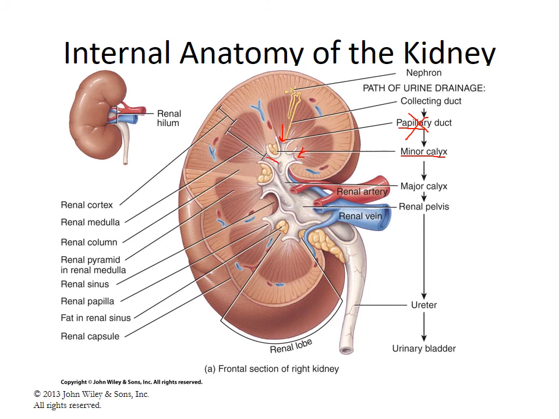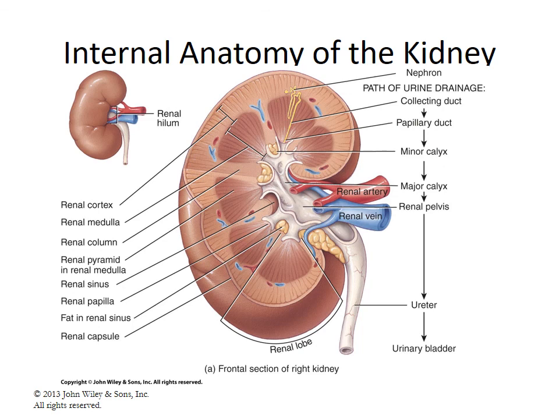And then these minor calyxes, as they come through, are going to join, and they will form what are called major calyxes. All right, so wherever they group together, it's called a major calyx. And then the major calyxes will end up dumping the urine into this hollow opening called a renal pelvis. Renal pelvis is where all of these calyxes come in, and that is the last little section before it is going to leave the kidneys.